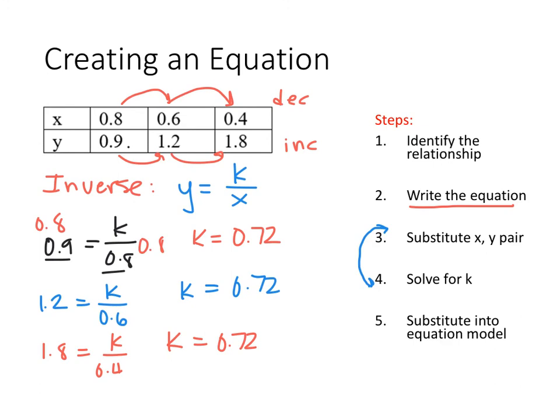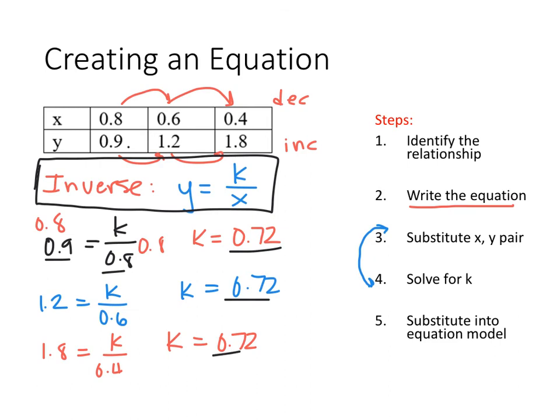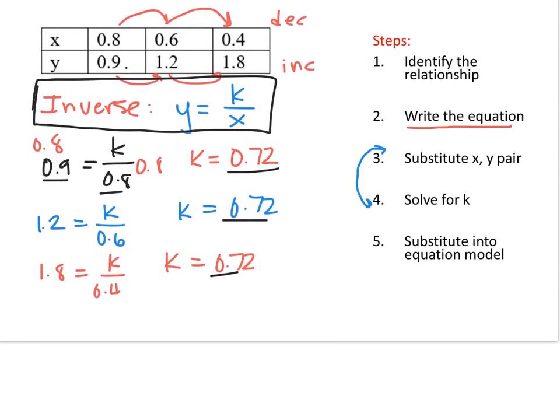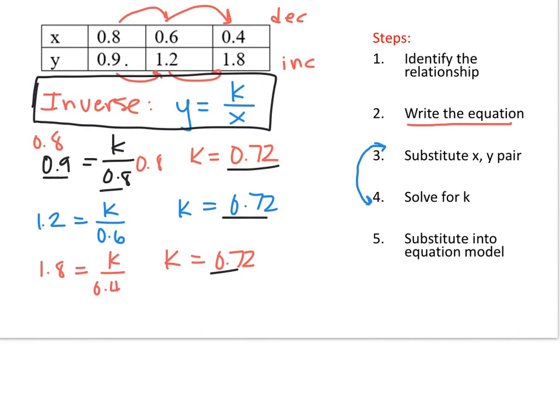Now I can write my model equation. Again, we're using the fact that we have this inverse relationship of y equals k divided by x, and I know what my k value is. My k value is this 0.72 because it's been the same every time. So I just plug that k value into my equation. My model equation is y equals 0.72 divided by x.